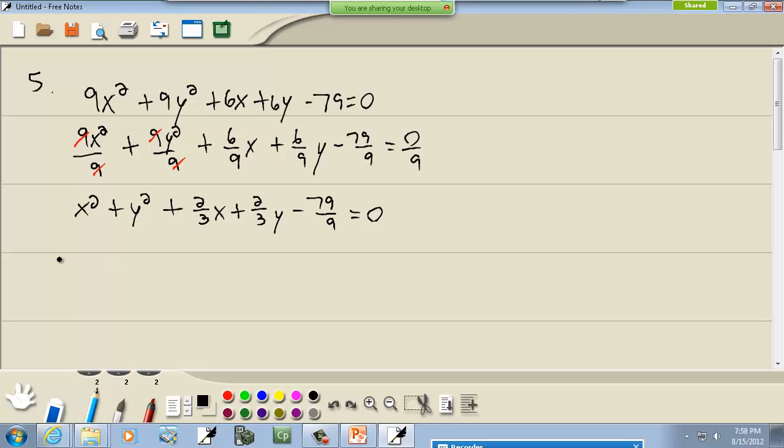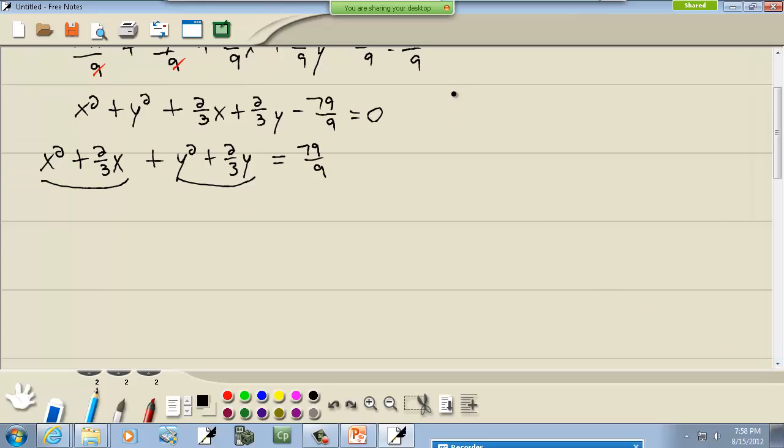We want to group the x's together. So I got x² + 2/3 x. Group the y's together. So I got y² + 2/3 y. And take the number to the right side, the constant term. So that gives us a positive 79/9. Is that a negative to begin with? Yeah, it was. Okay.